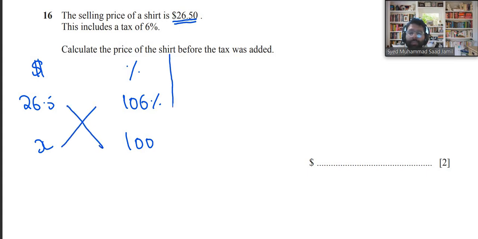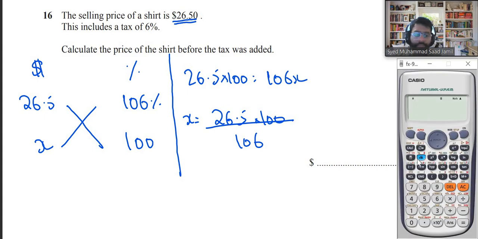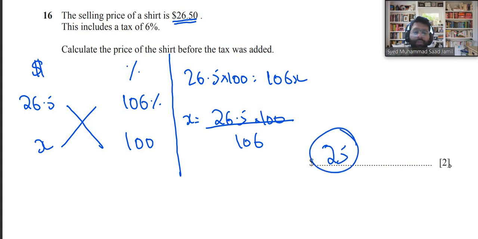Now we cross multiply. 26.5 multiplied by 100 is equal to 106x, so x is equal to 26.5 multiplied by 100 divided by 106. Let's solve it. 26.5 multiplied by 100 divided by 106. So it's 25. So the original price was $25. Alright, let's move on to the next question.